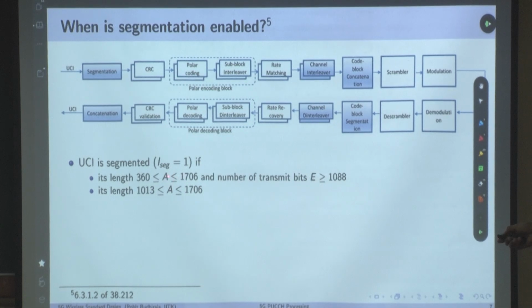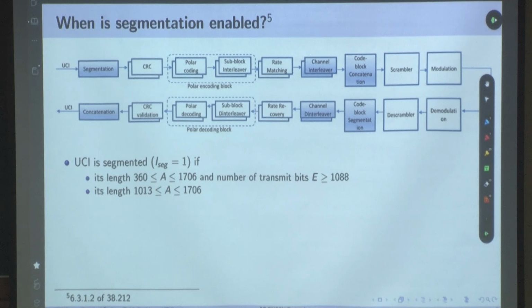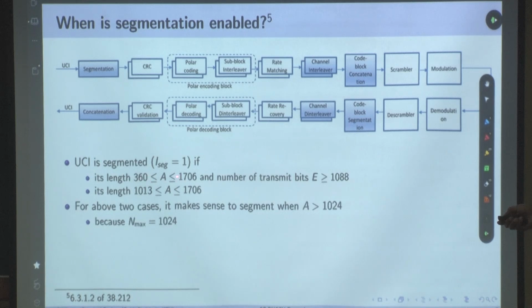If it is, let's say, 1000, or let's say 1100, it again becomes close to 1024. So instead of taking 1000 and encoding it as 1024, you divide it into 2 parts of 500 and then encode it as 1024. That's one reason. Now for these above 2 cases, it makes sense to segment when A is 1024. That's correct, because in both these cases, if A is greater than 1024, you would always like to segment it.